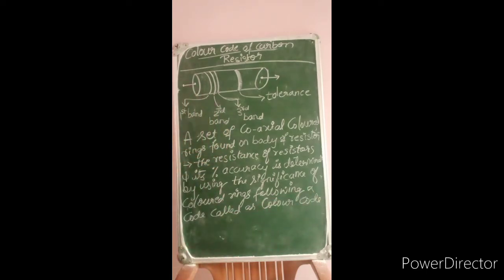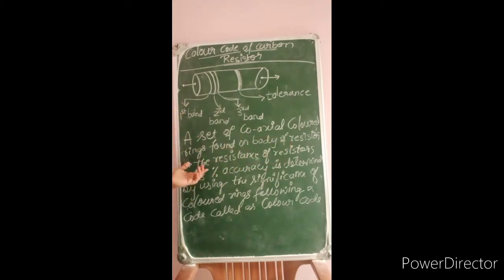code. In examination you will be asked to write the color code. For particular code you will be given the three colors, and the last one will be either the gold, silver, or it will be of no color. What is a color code? It is nothing but a set of coaxial colored rings found on the body of resistor. That is called as the color code.